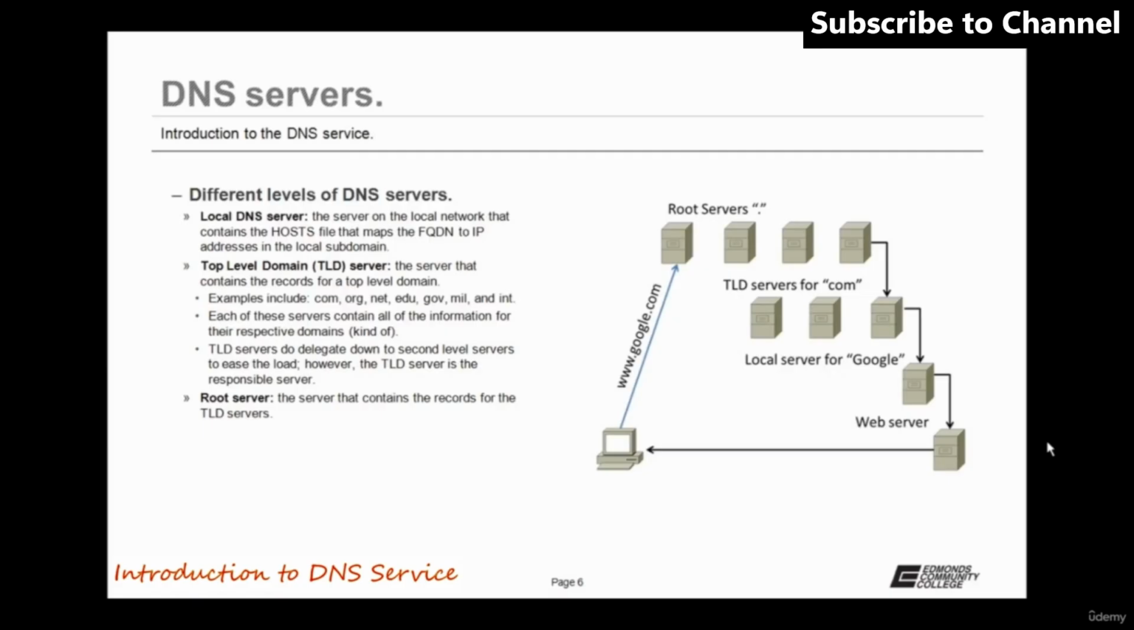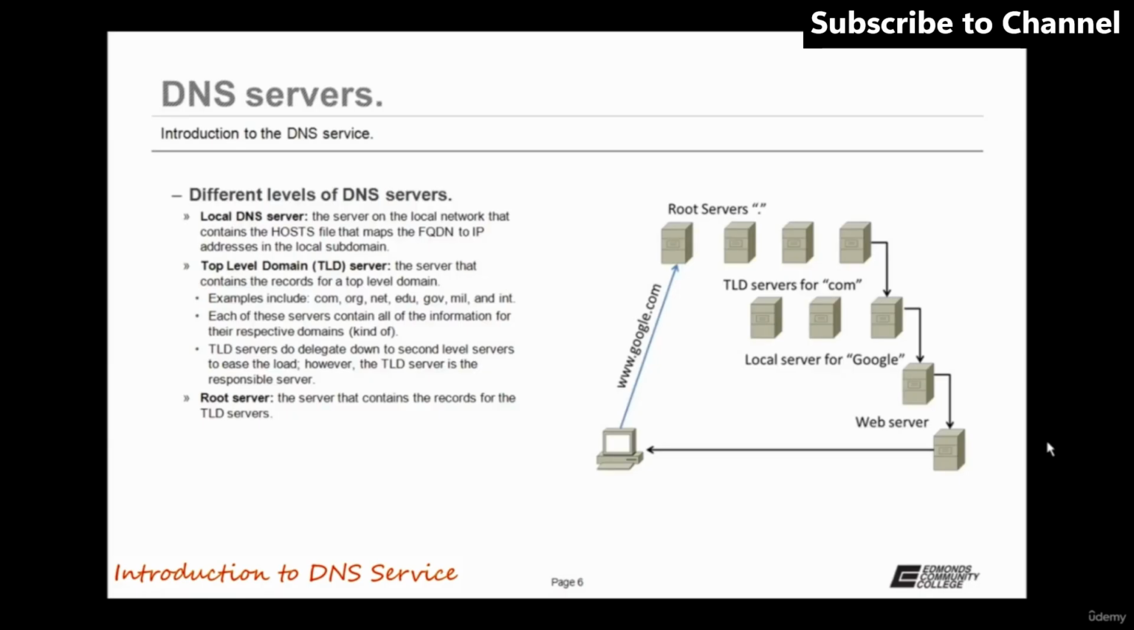First off, there can be a local DNS server. This is the server on the local network that contains the hosts file that maps all of the FQDNs to their specific IP addresses in the local subdomain. It may be present or it may not be present. Then there are top-level domain servers, the TLD server. Now these are the servers that contain the records for the top-level domains. Examples of top-level domains are .com, .org, .net, .edu, so on and so forth.